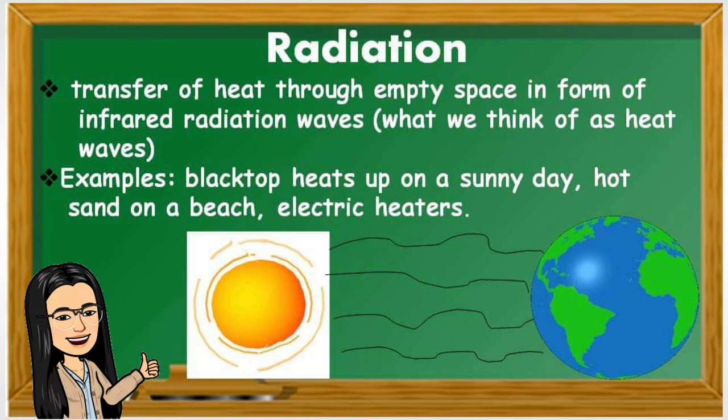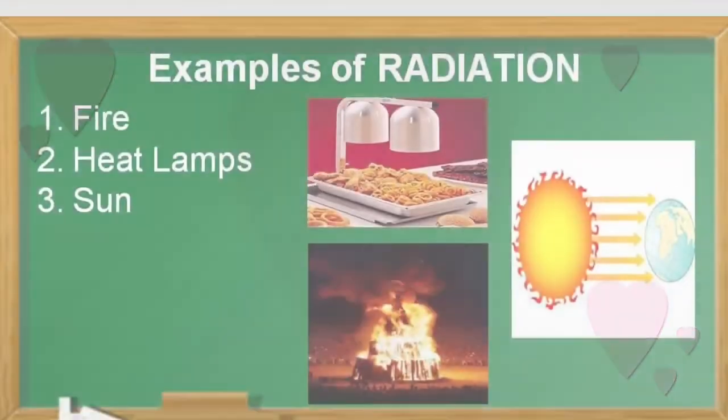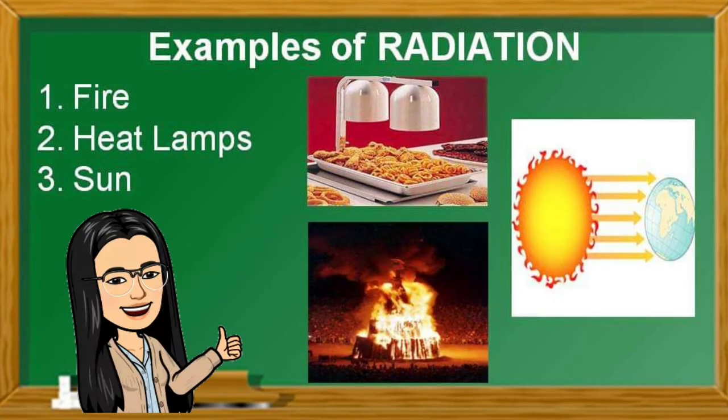So those are radiation. Radiation may come from other sources. Have you ever sat too close to a campfire? You are enjoying the warmth only to notice that your skin is warm. Here are the other examples of radiation: the fire, the heat lamps, and the sun.